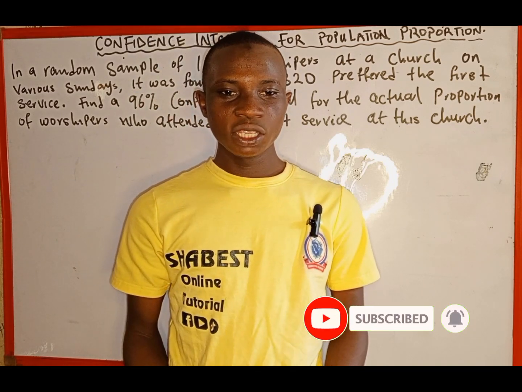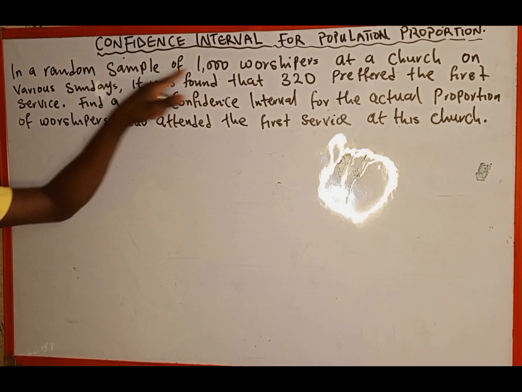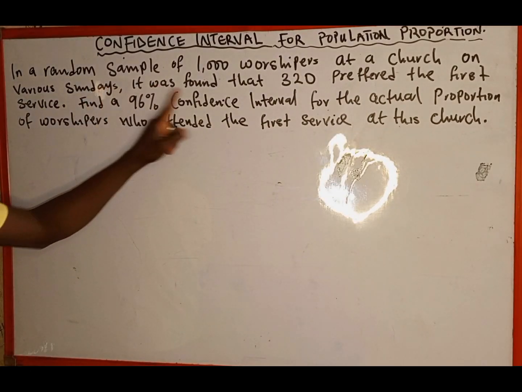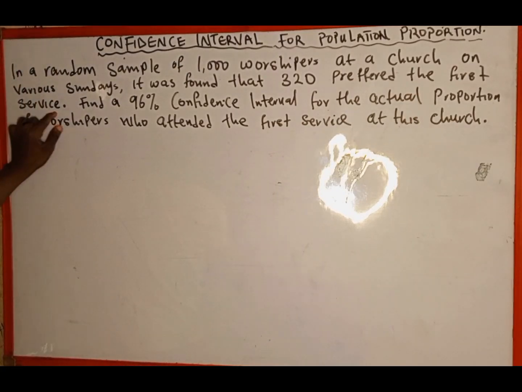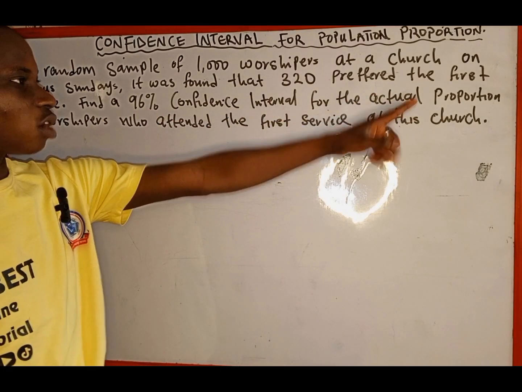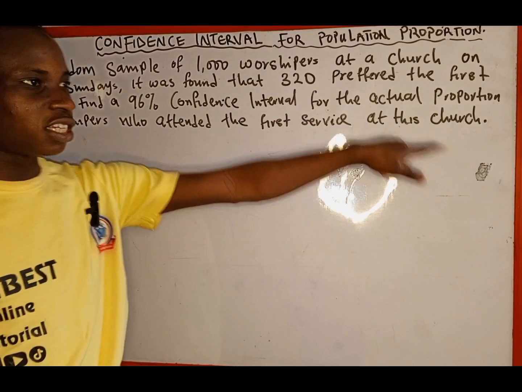So the question on the board reads: in a random sample of 1,000 worshippers at a church on various Sundays, it was found that 320 preferred the first service. Find a 96% confidence interval for the actual proportion of worshippers who attended the first service at this church.